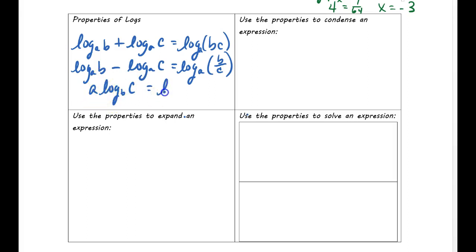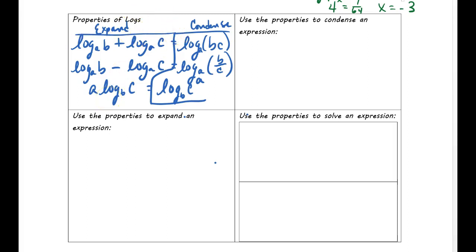Okay, that coefficient can go up as the exponent. So that's a real nifty trick. Whenever you're asked to condense an expression, condensing would mean the goal is for it to look like this side of the table. Okay, so these are the condensed. And if you're asked to expand, then the goal is to make it look like this side of the table over here.